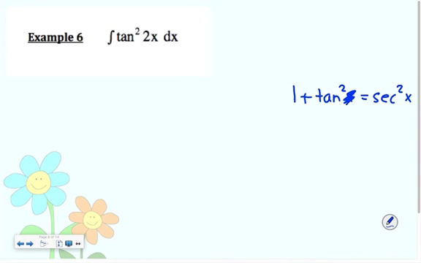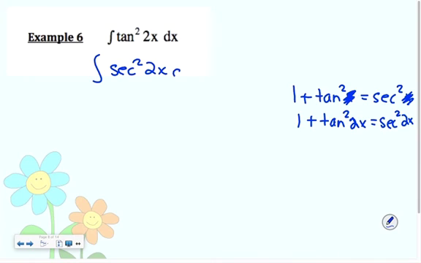You can change this angle to anything as long as they match. So we could make it 1 plus tangent squared 2x equals secant squared of 2x. So then what could we change tangent squared of 2x to be? Secant squared of 2x minus 1. Then what? Something important we want to do before we just go to integrating.